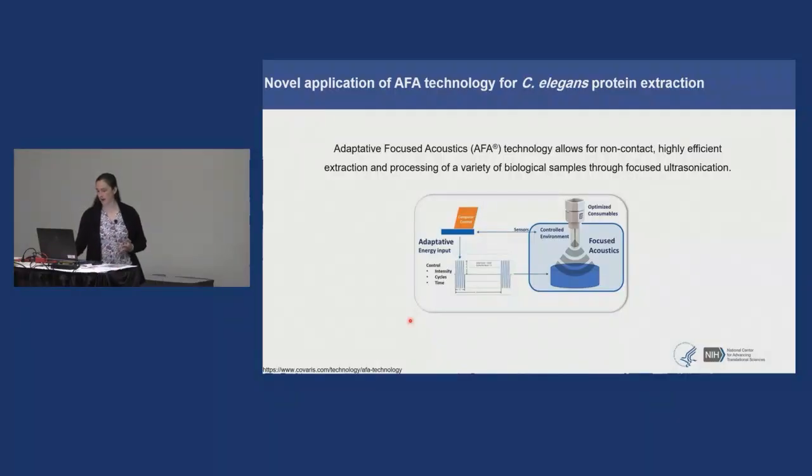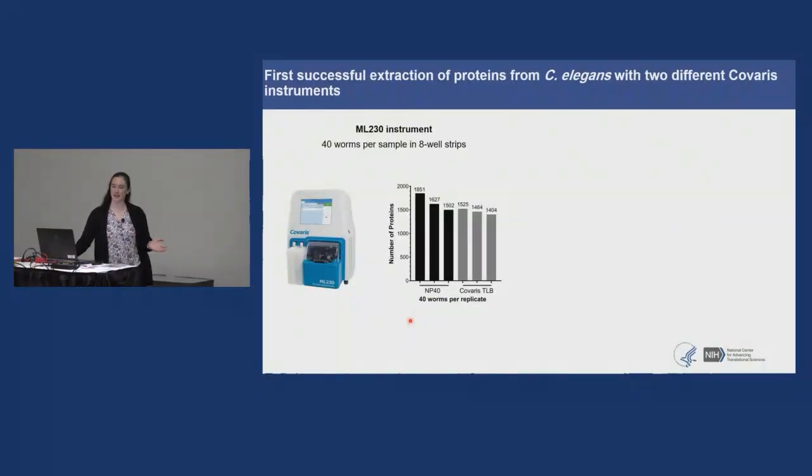As a first pass, what I will mention, and what Samir very nicely showed, is that this technology had yet to be used for C. elegans, specifically extraction of proteins. So we had no idea if it worked, and we just tried it out for the first time. We're very excited that we were able to show the first successful extraction of proteins from C. elegans. Our initial attempt was using this R230 instrument, which is capable of processing 8-well strips.